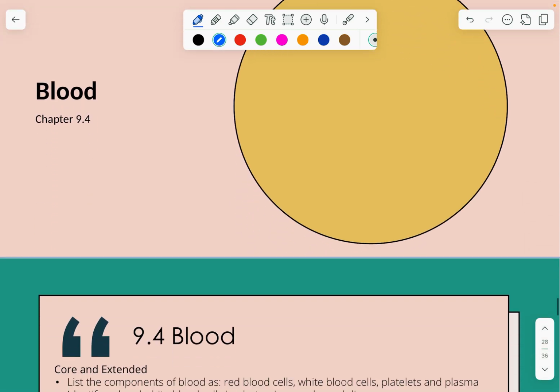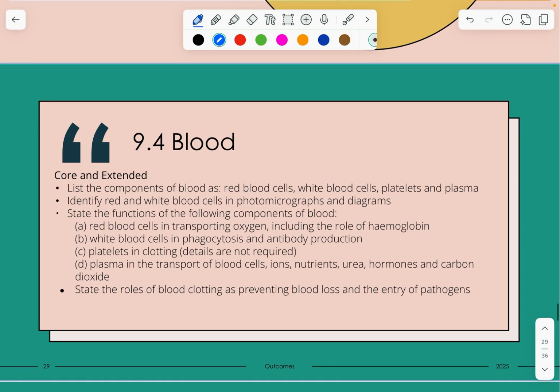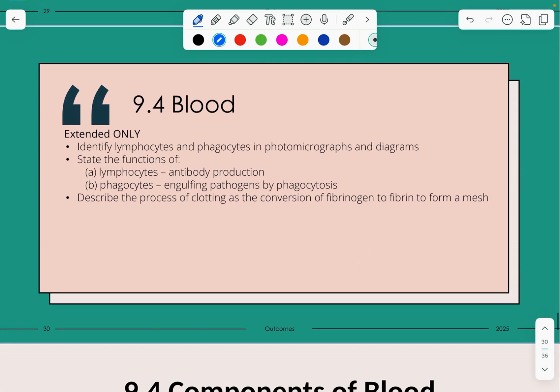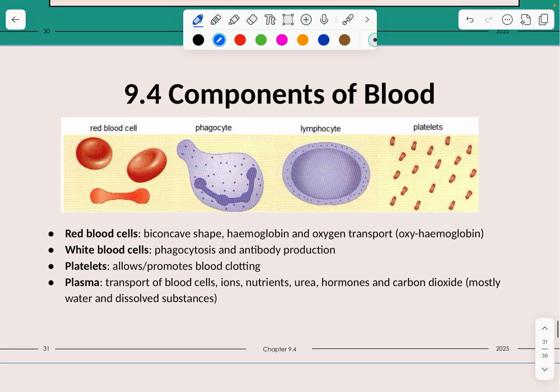Now we come to the blood. So you first of all need to list the components of blood. Okay, the different blood cells are here. Identify what are the red and white blood cells in photomicrographs. I will show you a few examples. State the functions of it. Again, structure and function. You can see in bio, it's always these two, structure and function. And state the roles of blood clotting. We will look through at this. And lastly, we also need to know what lymphocytes and phagocytes are and their function. Okay, let's go to the main part.